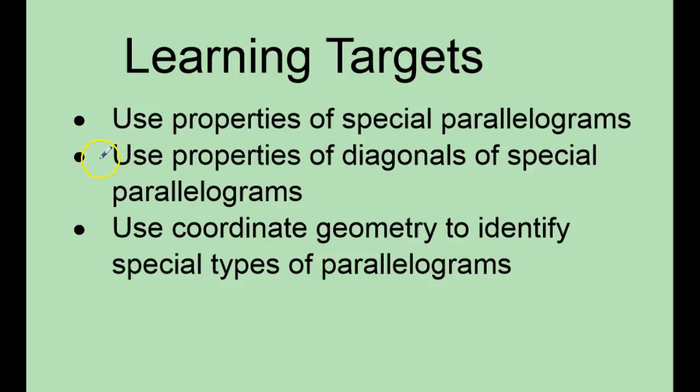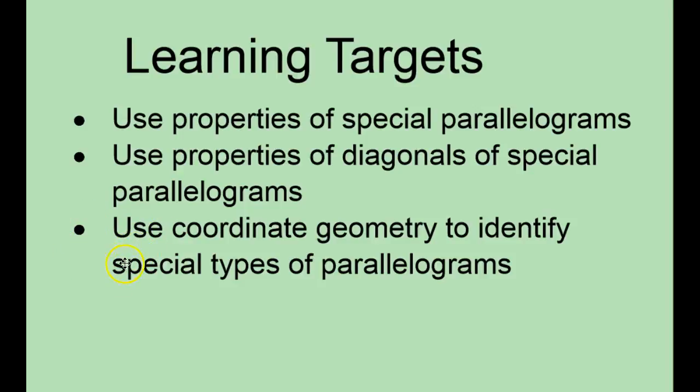So our second learning target was use properties of diagonals of special parallelograms. That's when we found that the diagonals of rhombuses were perpendicular and the diagonals of rectangles were congruent, were the same length. So we can use that information to help us determine some information about our quadrilaterals. And then our third learning target was use coordinate geometry to identify special types of parallelograms.